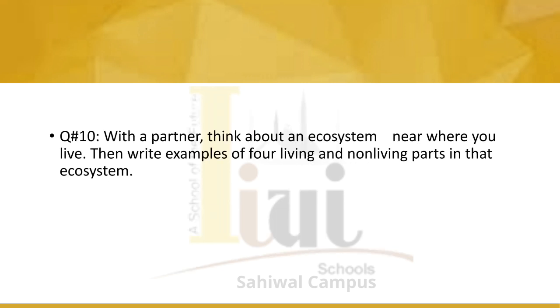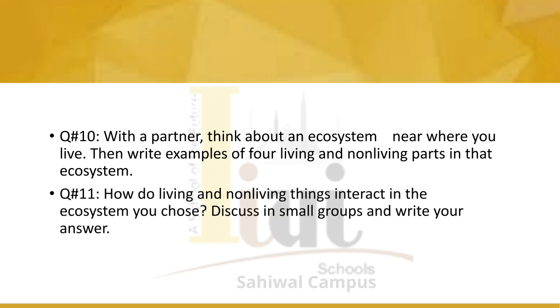Question number 10. With a partner, think about an ecosystem near where you live. Then write examples of 4 living and non-living parts in the ecosystem. Question number 11. How do living and non-living things interact in the ecosystem you chose? Discuss in small groups and write your answer. So first, in question number 10, write about living and non-living things of an ecosystem, and then write about how these living and non-living things interact in an ecosystem.